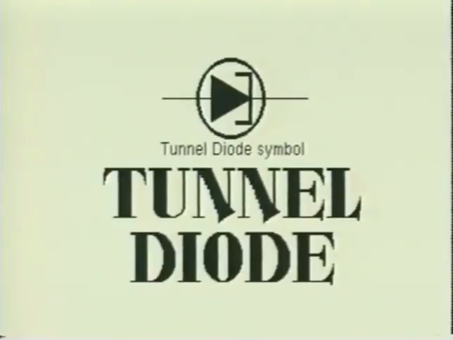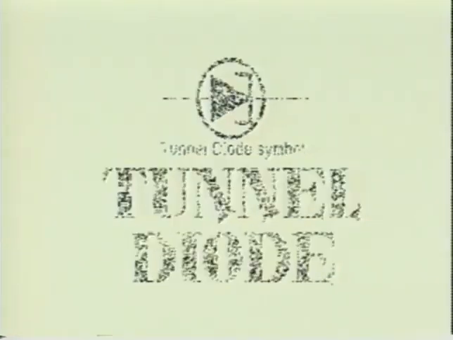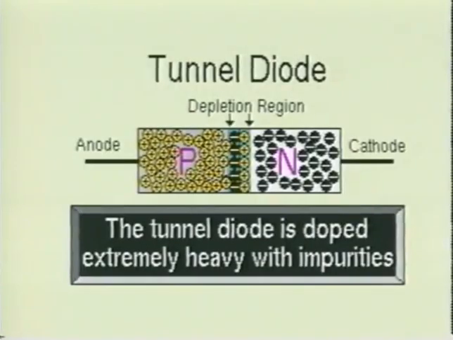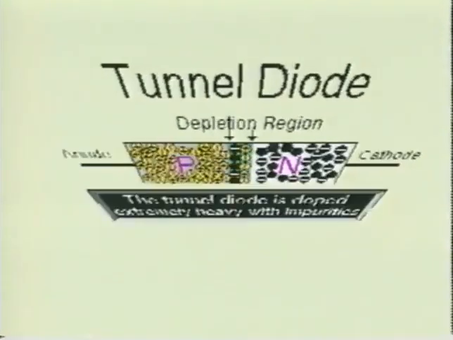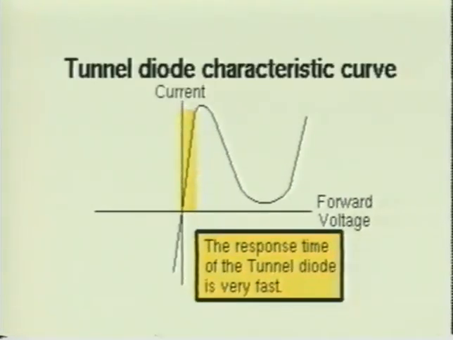The next semiconductor device we shall examine is the tunnel diode. The semiconductor material in the tunnel diode is doped extremely heavily with impurities. This gives the tunnel diode a very narrow depletion region. As seen on this graph, the tunnel diode has a very fast response to input voltages. These devices are used almost exclusively in high-frequency circuits. Tunnel diodes may be used as amplifiers, oscillators, or as switching devices.